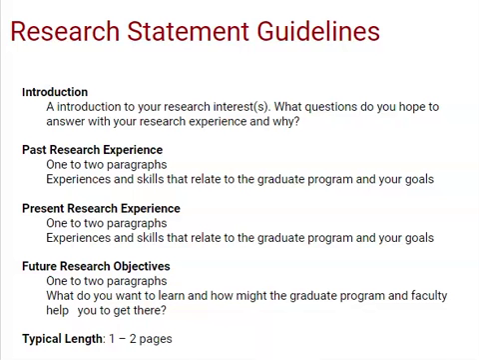You would also spend 1 to 2 paragraphs explaining your past experiences and the skills that relate to the graduate program and your goals. You would also have an opportunity in 1 to 2 paragraphs to talk about your present research experience and what you're learning and how that relates to the graduate program and your goals. You would also spend some time outlining your future research objectives as you know them today. This usually is summed up in about 1 to 2 paragraphs. What do you want to learn, and how might the graduate program or faculty help you to get there?